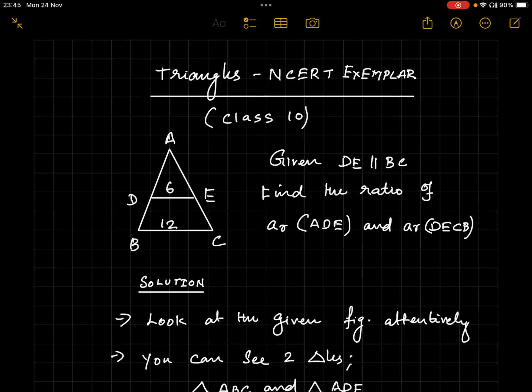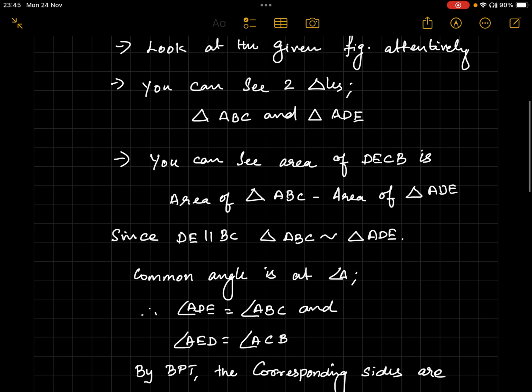First visualize the given diagram. There are two triangles. One is ADE, another triangle is ABC. If you subtract the area of triangle ADE from the area of triangle ABC, like magic, you get the area of the trapezium DECB. So simple, isn't it? So now let's go further to solve the rest of the problem.